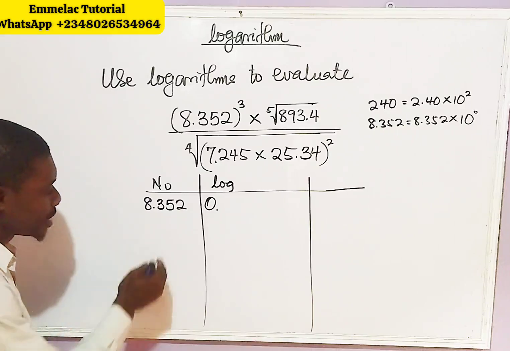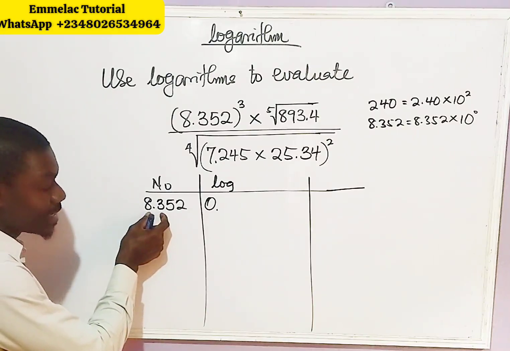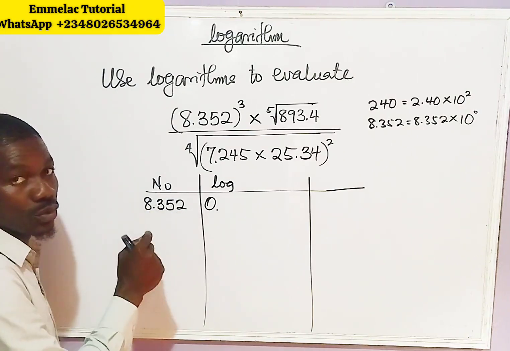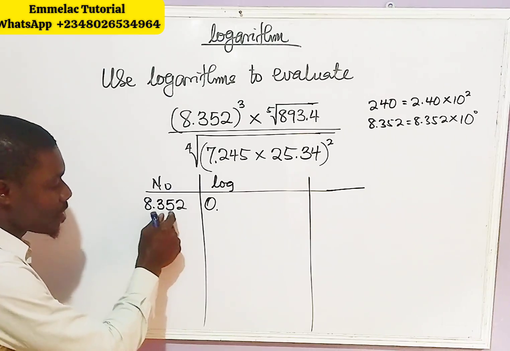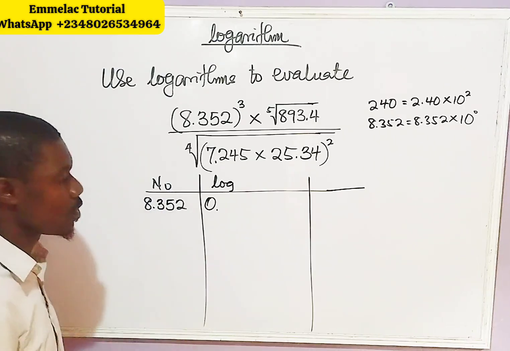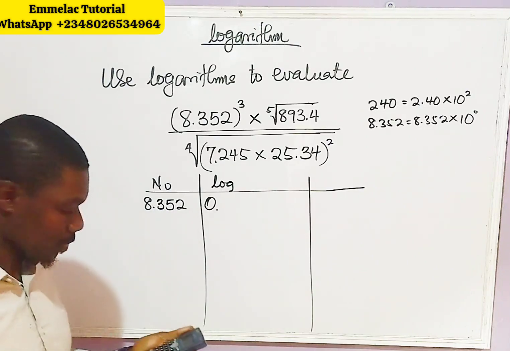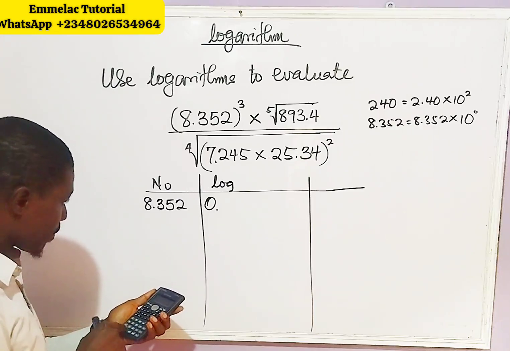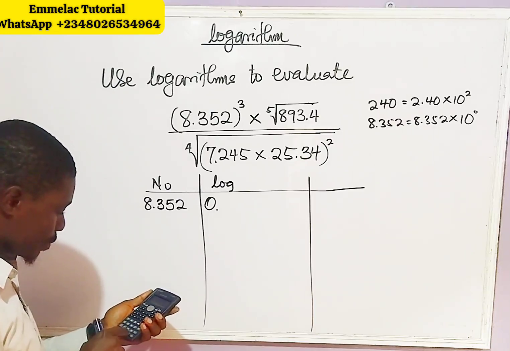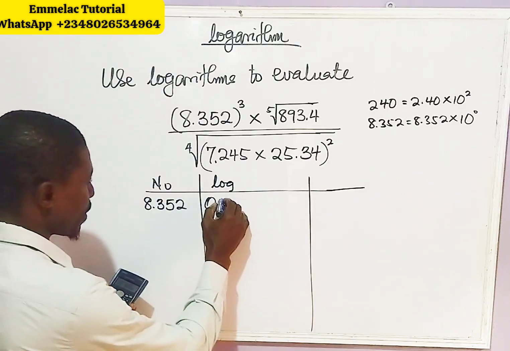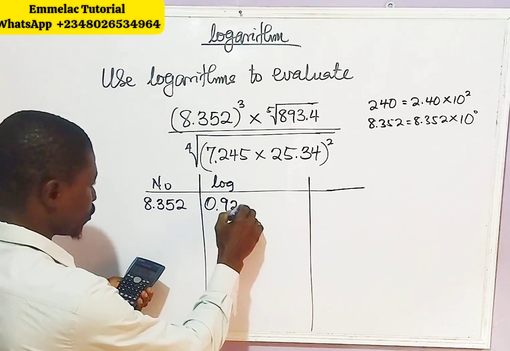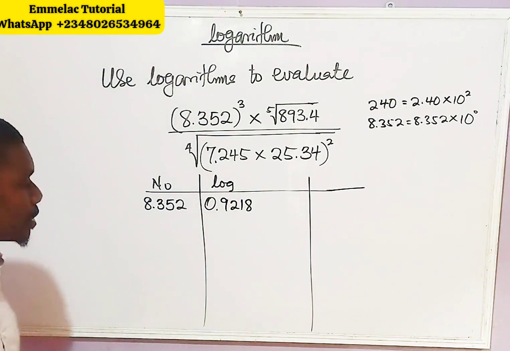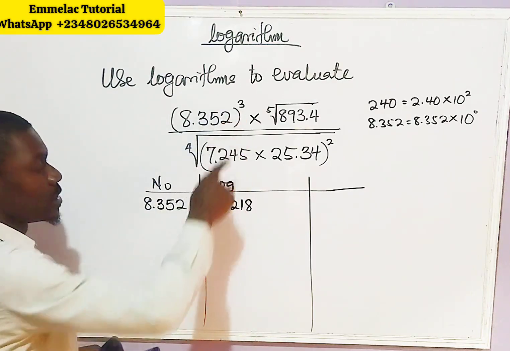So let us now find the logarithm of this number. Then how do you find it? Now 83 under 5 difference 2. Okay, 83 under 5 difference 2. Alright, so I'll actually be making use of the calculator. So log 8.352. Okay, so here we have 9, 2, 1, then 8. Alright, so take note here we have to the degree of what?